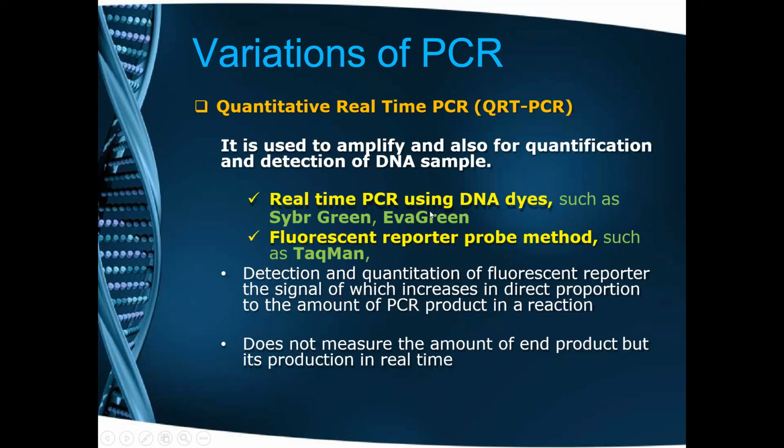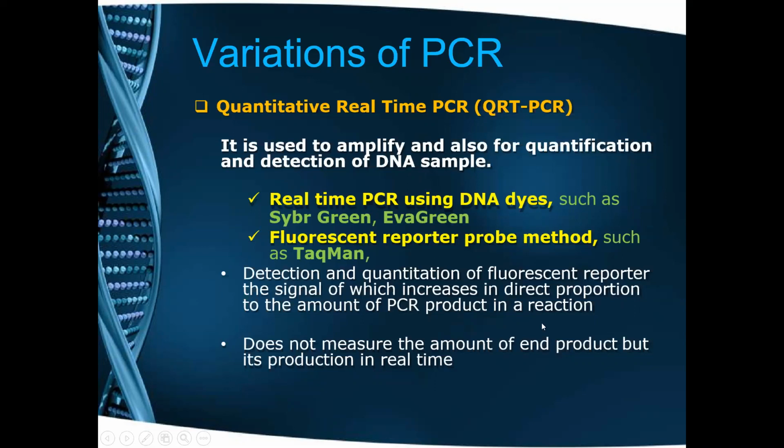Actually, this QRT PCR works under two modes: real-time PCR using DNA dyes, or the fluorescent reporter probe method. It happens in these two methods. So real-time PCR is using SYBR Green and EvaGreen dyes, and in the fluorescent reporter method they are using TaqMan.